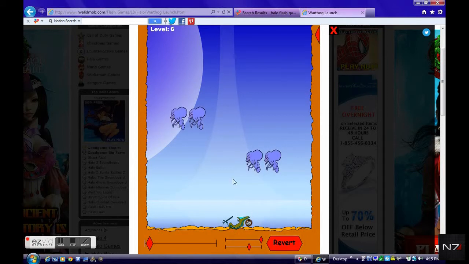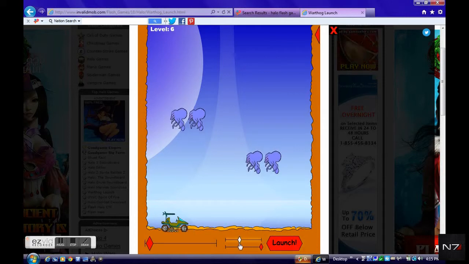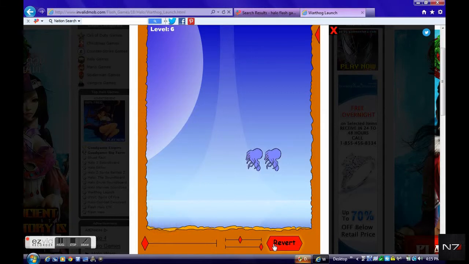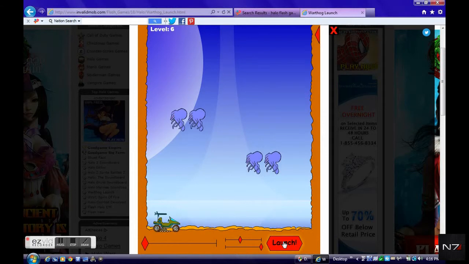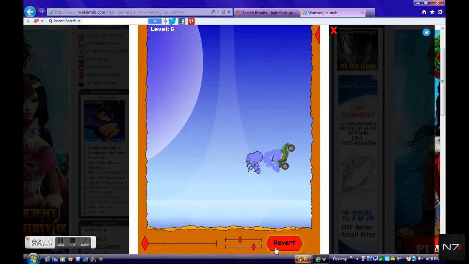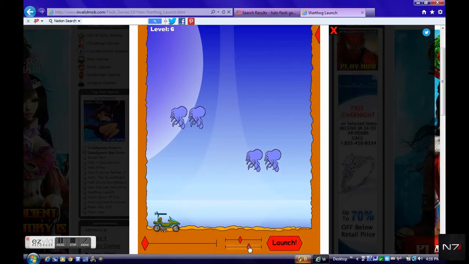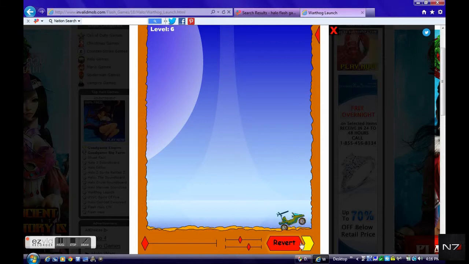Launching a Warthog through the air. Launching it through the air. Three, two, one, launch. Dadgum, almost got it. Alright. Failed again. See if this does it. Nope. How about now? Okay. There we go. That one did it.